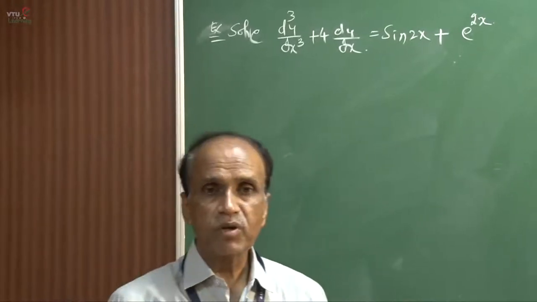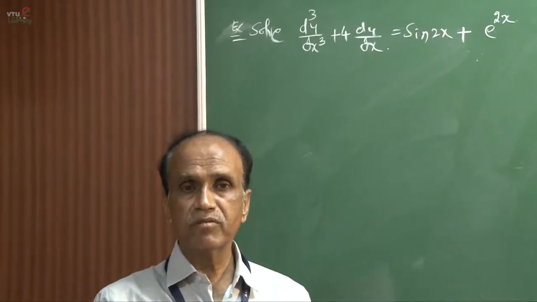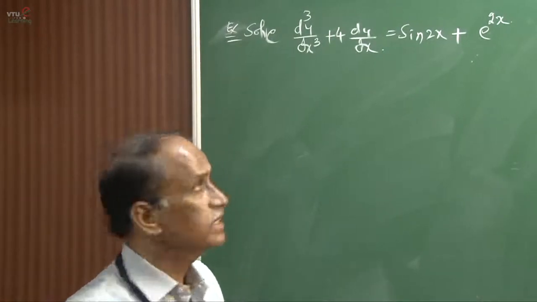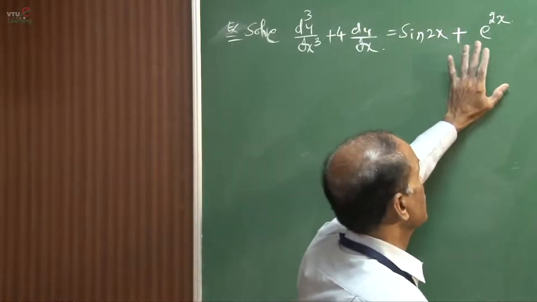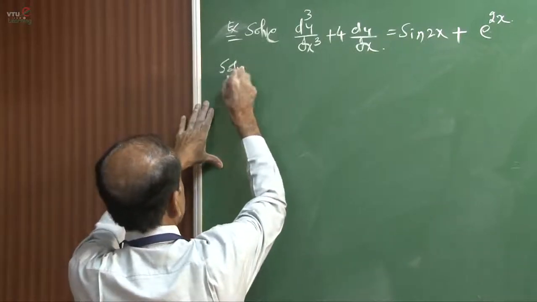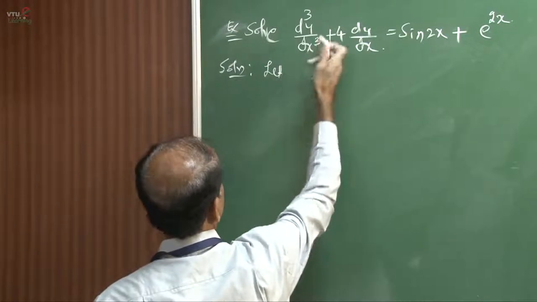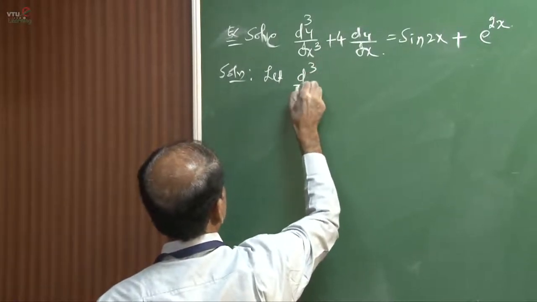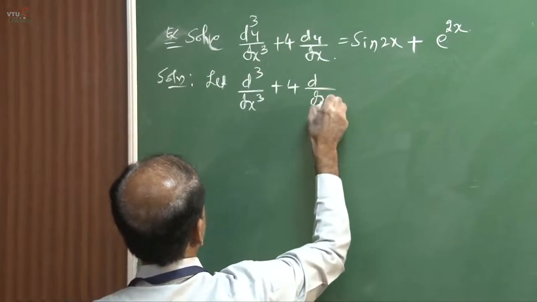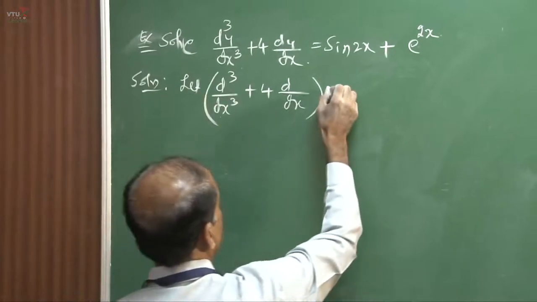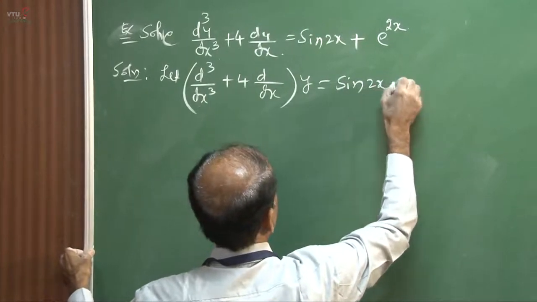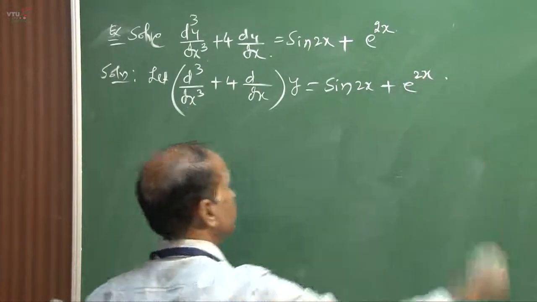Okay, so this problem you can reduce to the convenient form, but now it is in the form of summation of two derivatives on the left side and summation of two different terms on the right side. One is trigonometric and the other one is exponential. In the solution let us take it like this: d cube divided by dx cube plus 4 into d divided by dx, operating on y, is equal to sine 2x plus e to the power 2x.